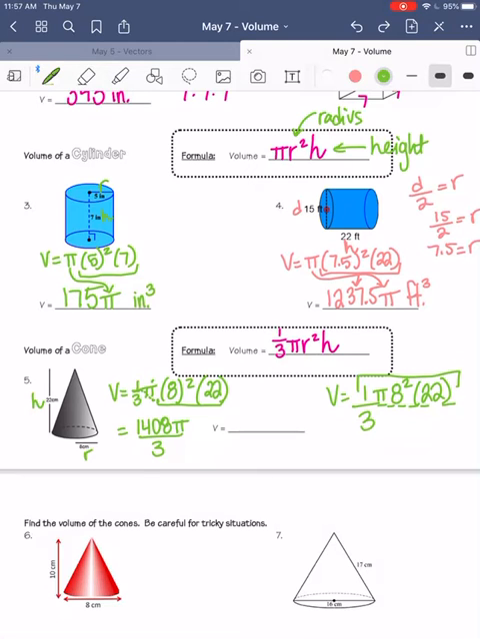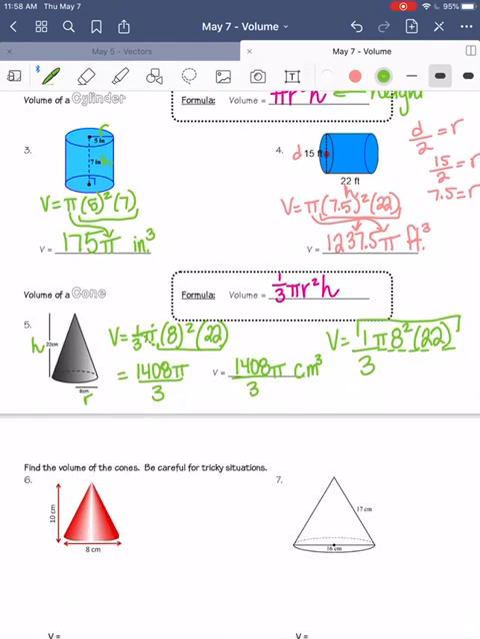So when I type in 1,408 divided by 3, it does not work out as a nice whole number. It's like 469.3 repeating. So I'm just going to leave it like this. Now, I don't care if you put 469.3 repeating, but I just think this looks a little bit better. And then our units are centimeters cubed. All right, so that's a straightforward one.